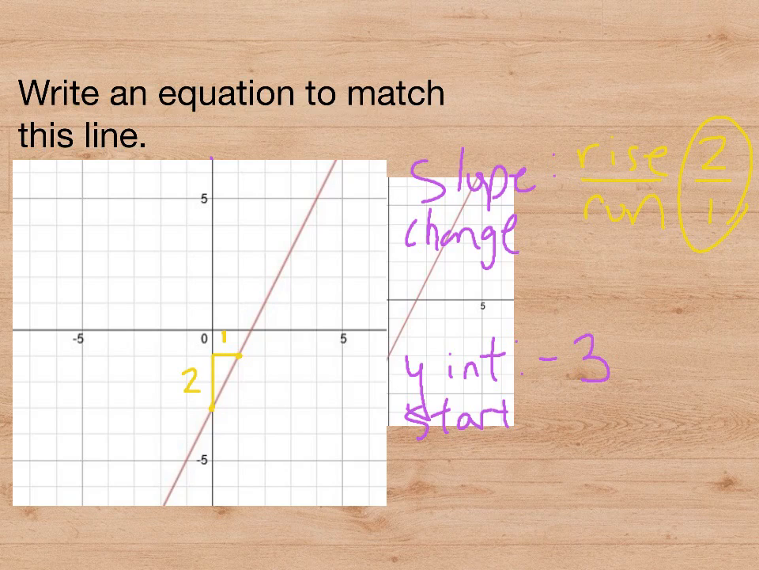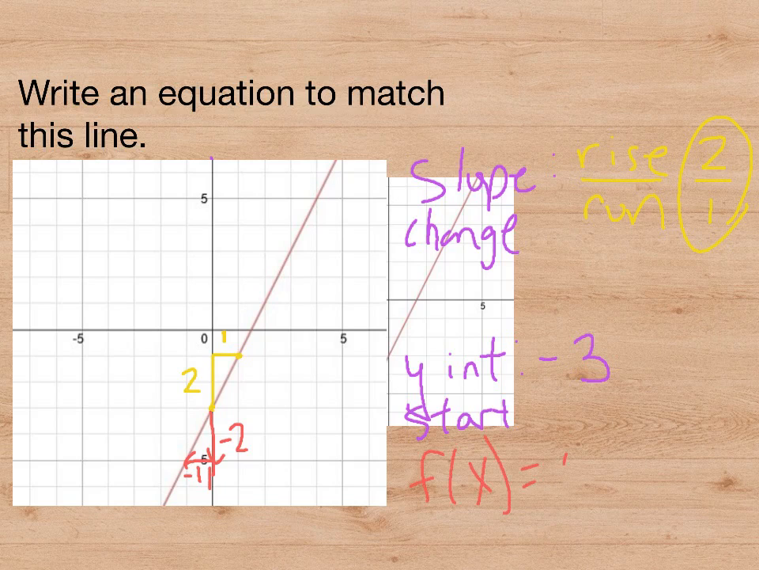Now keep in mind, if you happen to go down in your triangle, that would be -2. Or if you go to the left, that will be -1. So it just depends on your point of view and how you're drawing your triangle, if it's a positive or a negative. Okay? So if we have the slope and the starting value, we can make our equation pretty easily.